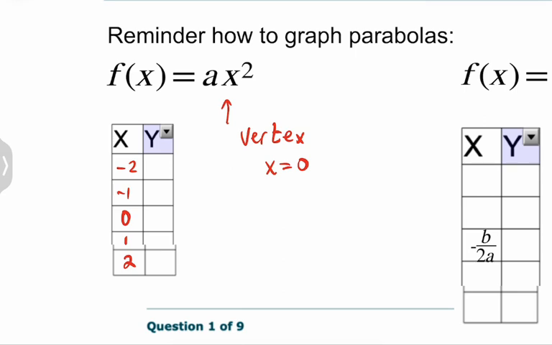Now, the job of this a right here will be to possibly stretch or condense the graph. If it's a negative, it will flip that graph upside down. So just get in the habit of looking: oh, I've got a squared, so that's a parabola. If my front coefficient is positive, it's a parabola going up. If it's a negative, it's a parabola going down. So just keep all that in mind when you want to graph a parabola like that, okay? If it has no other terms and it just has an x squared, it is always going to be a parabola with vertex of 0.